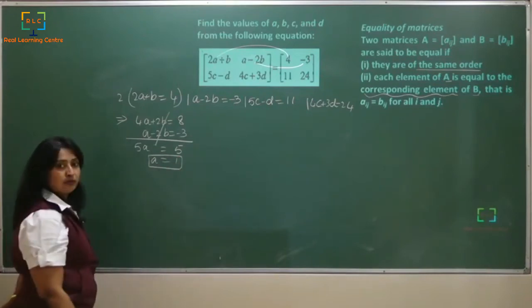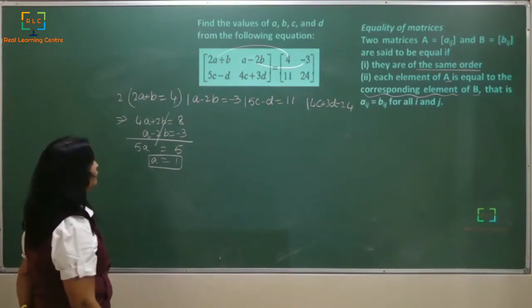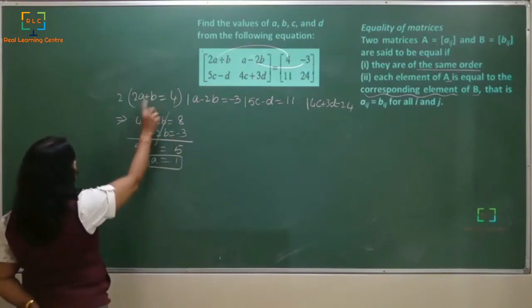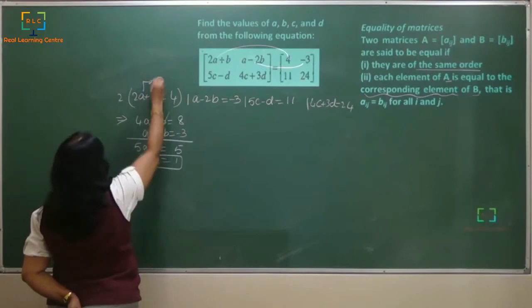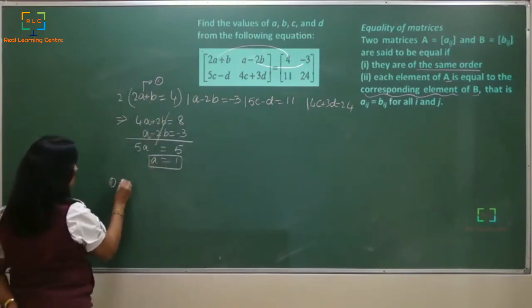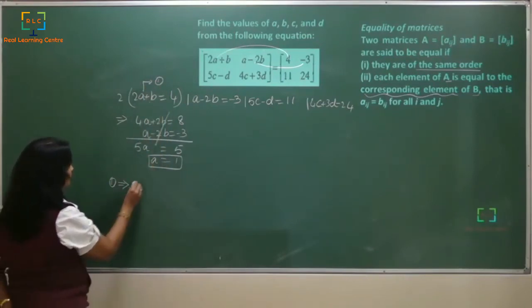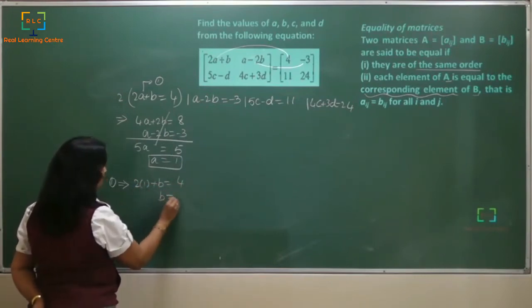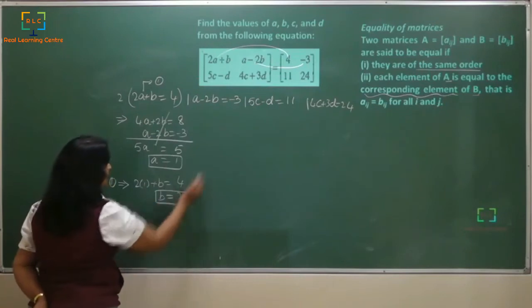Once I get A is equal to 1, I can substitute and find out the value of B. I'll go back to the same equation, which I'll call equation number 1, and substitute A is equal to 1. That will be 2 into 1 plus B is equal to 4. That gives B is equal to 4 minus 2, which is equal to 2.